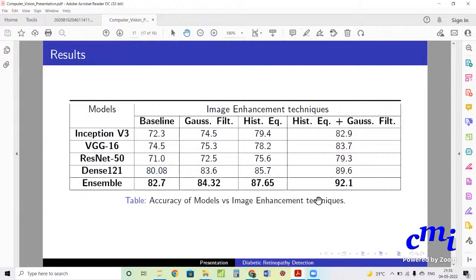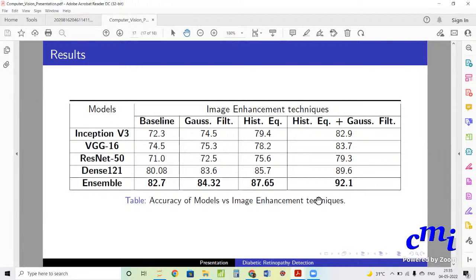As I discussed in the results, the ensemble method has performed the best compared to all the other architectures, and especially the histogram equalization plus Gaussian filtering combination has performed the best. So together, if we use this ensemble method and the histogram equalization and Gaussian filtering, we get the state-of-the-art result of 92.1% among all of these models. We have also observed that Gaussian filtering has performed better compared to the baseline values. Again, histogram equalization has performed better than Gaussian filtering, and the histogram and Gaussian filtering combination has performed better than each of these cases.